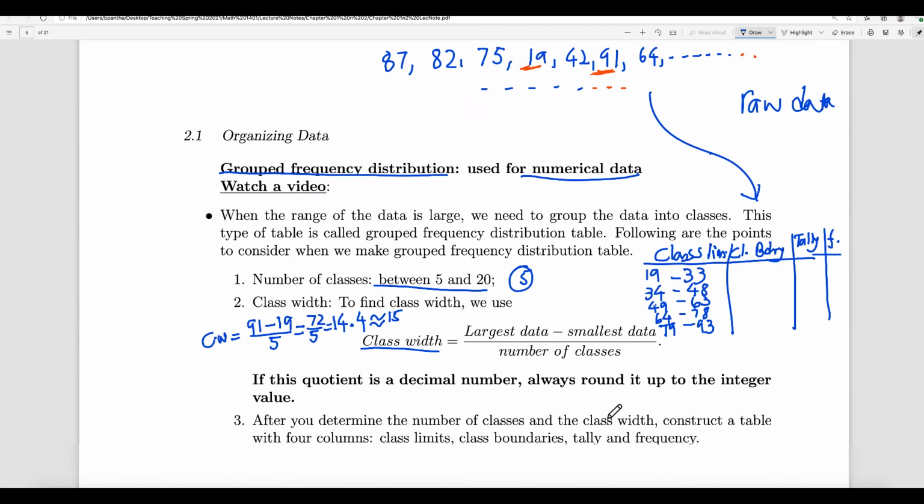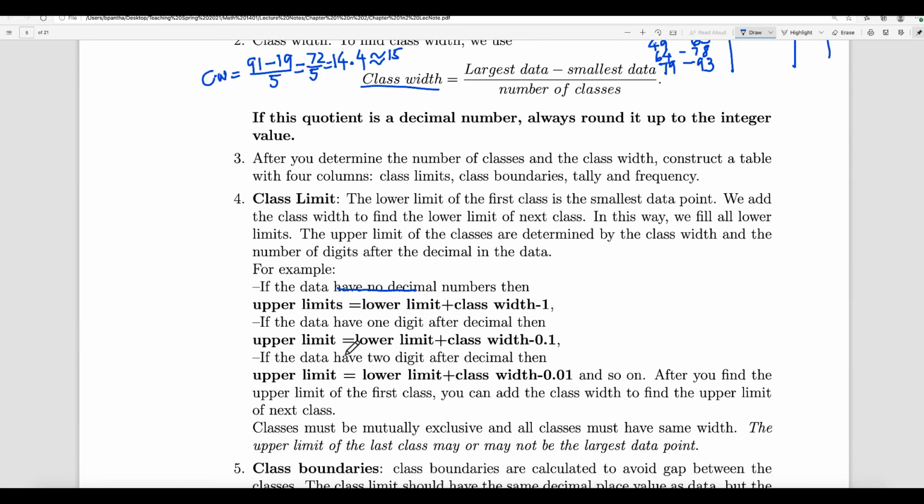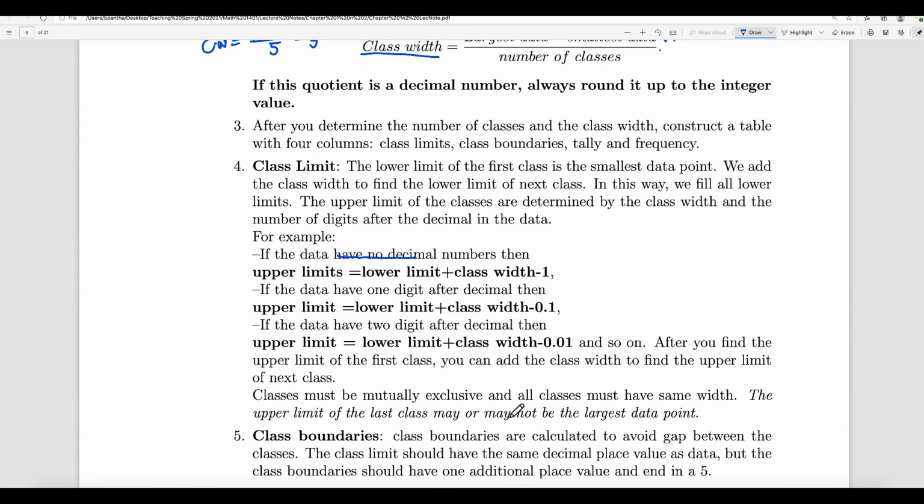Now look at that. That's what this says. If the data have one digit after the decimal, then the upper limit is lower limit plus class width minus 0.1. Similarly, if there are two decimals, then the upper limit equals lower limit plus class width minus 0.01, and so on. After you find the upper limit of the first class, you can add the class width to find the upper limit of the next class, and so on.